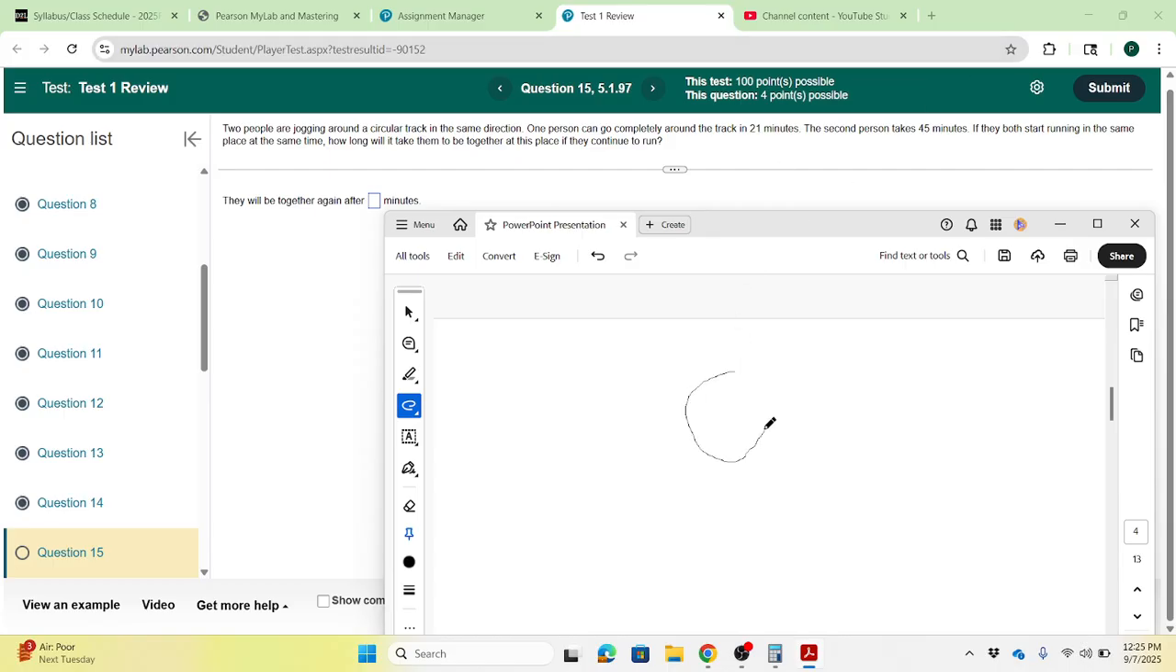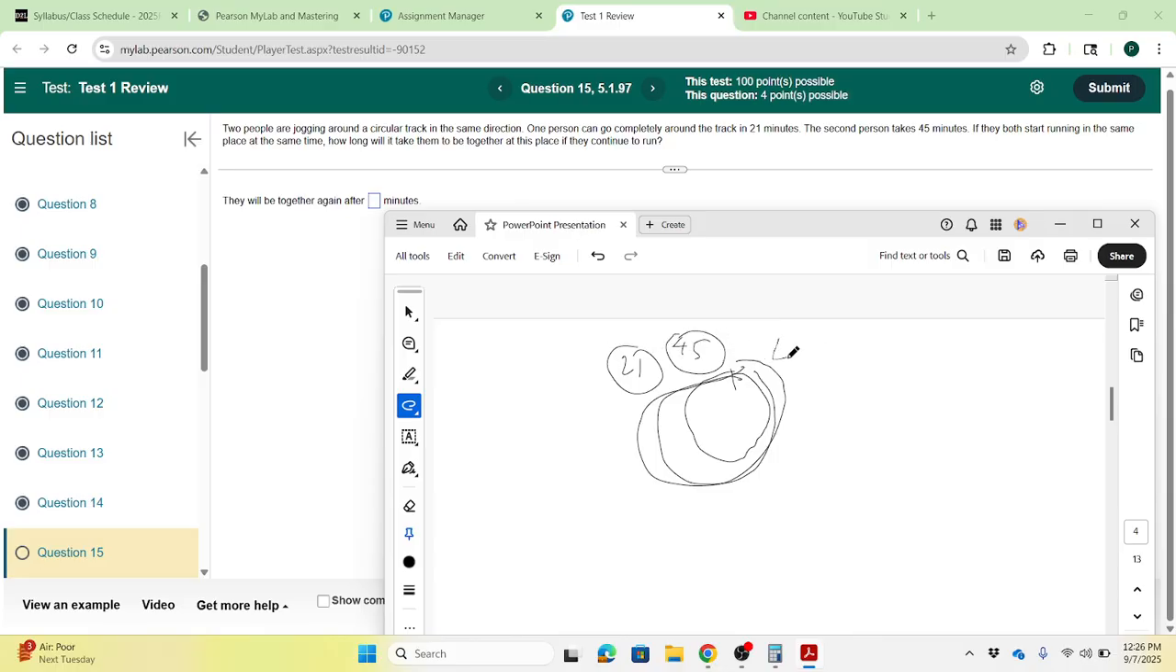So they are running in a circle. Both of them start running from the same point, and one person can complete this rotation in 45 minutes. Another person completes this rotation in 21 minutes. So one is faster than the other one. To find out when both of them are at the same place, you need to find the least common multiple, because least common multiple means finding the time when both of them are at the same place, the time that both of these numbers can divide.